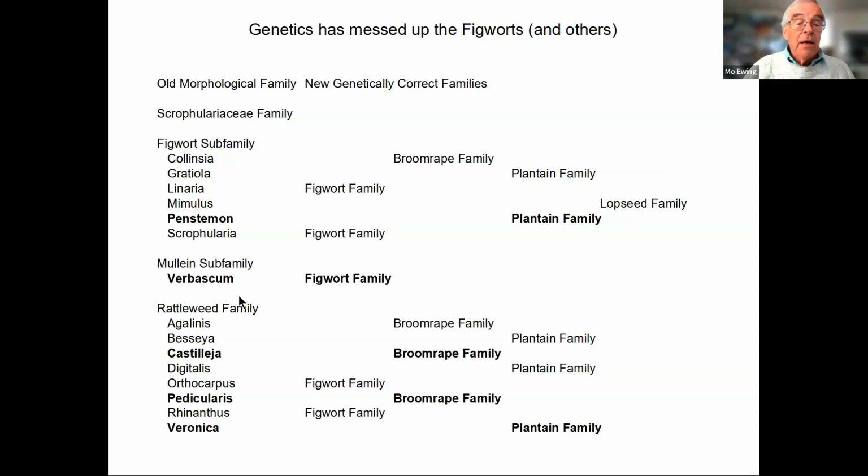And then Veronica and Penstemon were put into the plantain family. And then Mimulus was put into the lopseed family. And that's because genetics said that they were more like the plants in those families than they were in the old figwort subfamily.